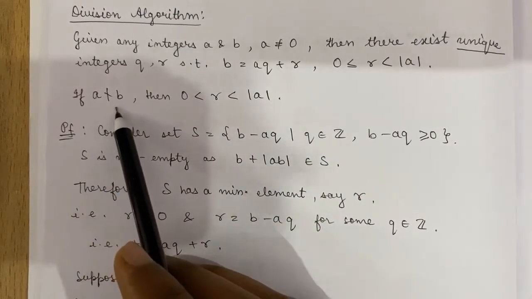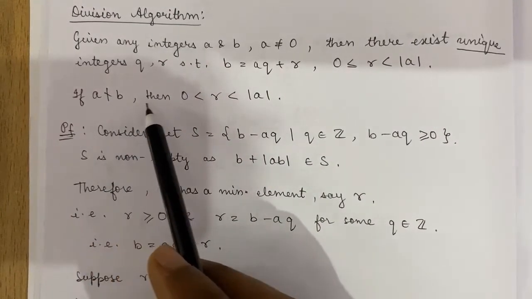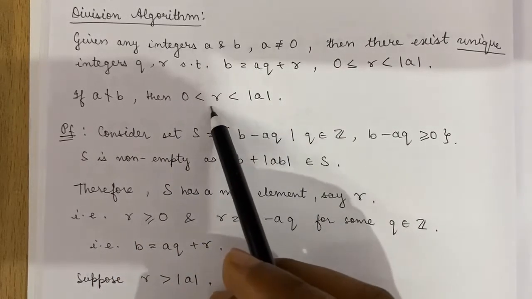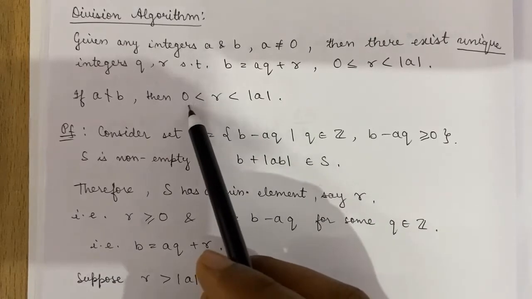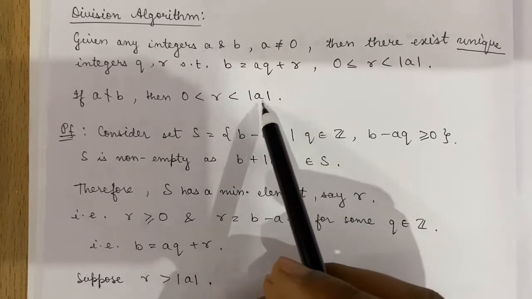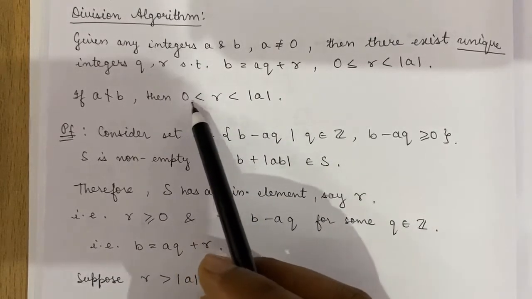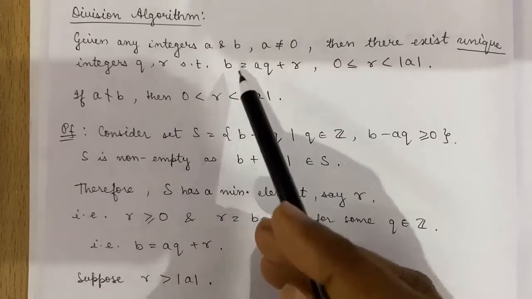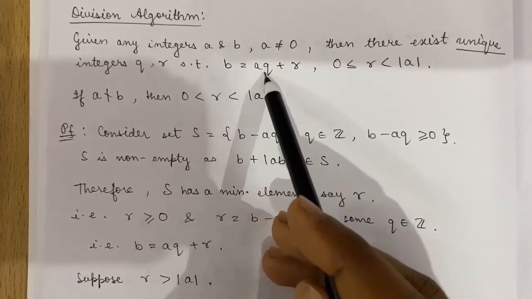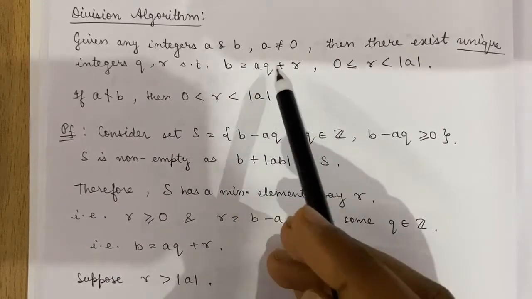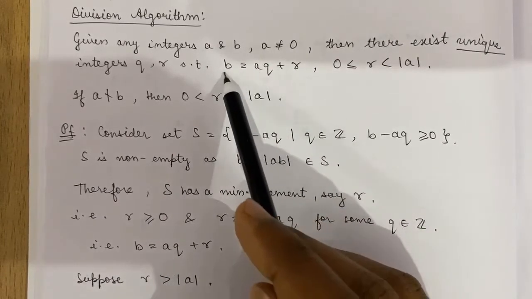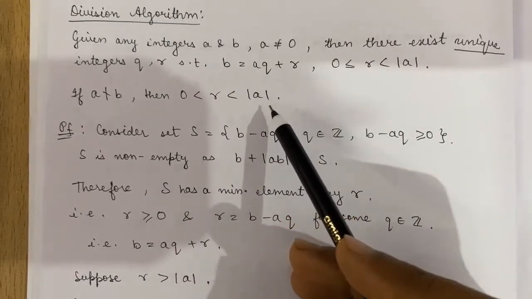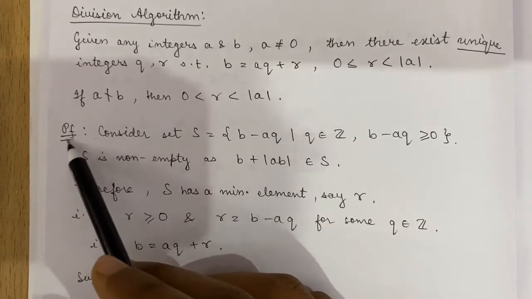If a does not divide b, then 0 less than r less than mod a means the remainder could not be 0, so it would be from 1 to mod a. If the remainder is 0, then a divides b would be true, because then b would be a times q plus 0, which is a times q. So then a would divide b. Now let's look at the proof of this property.